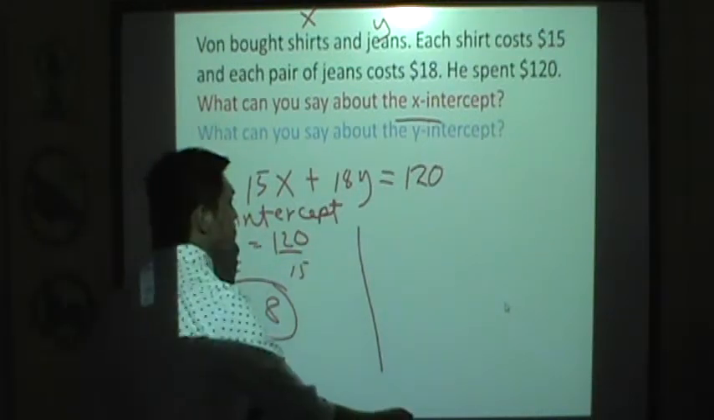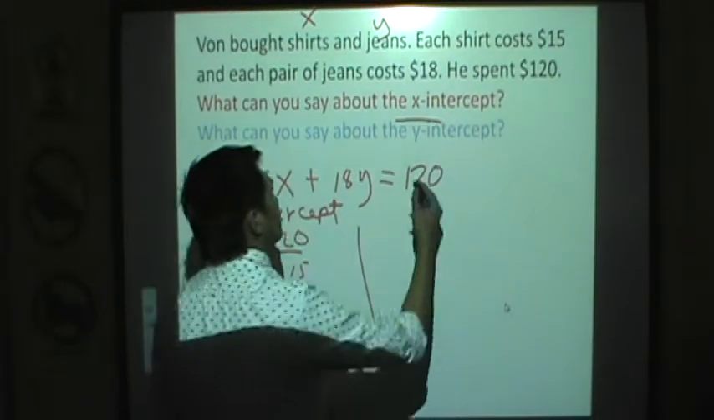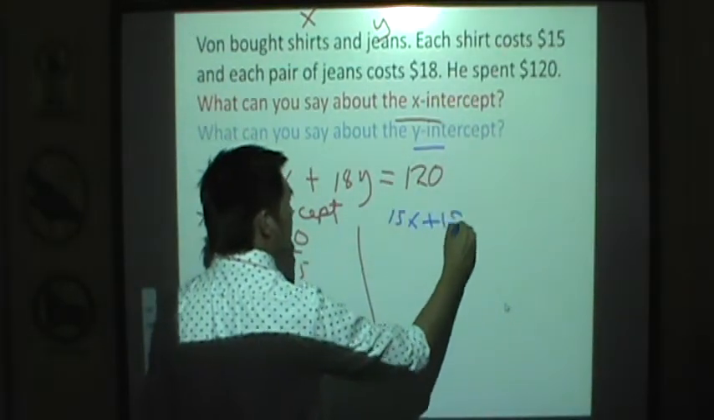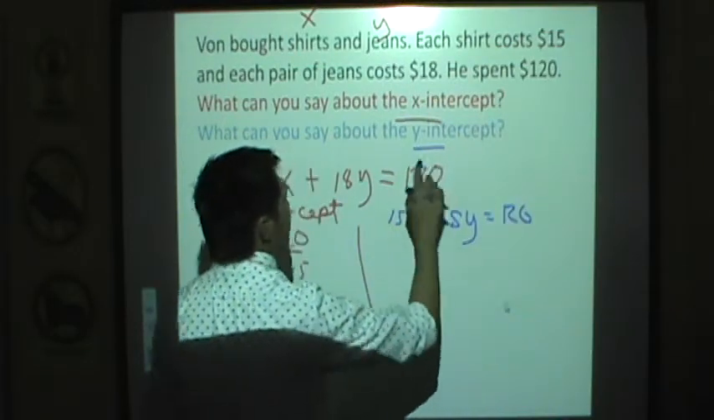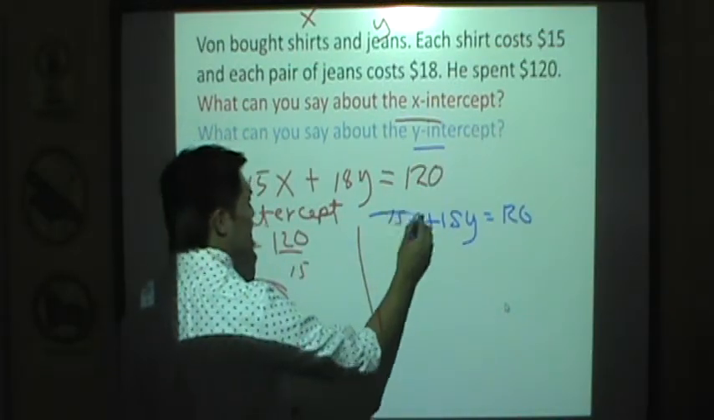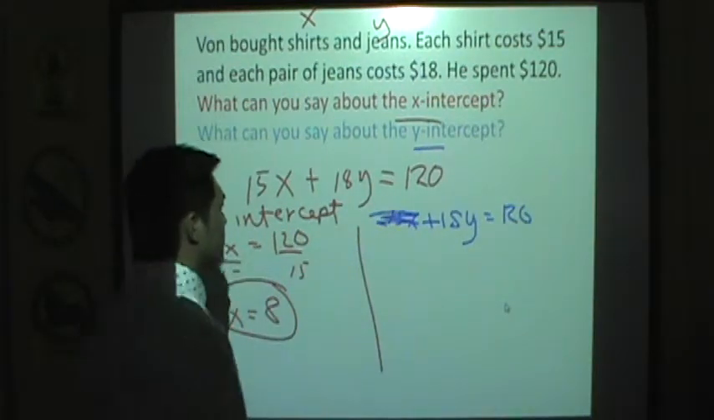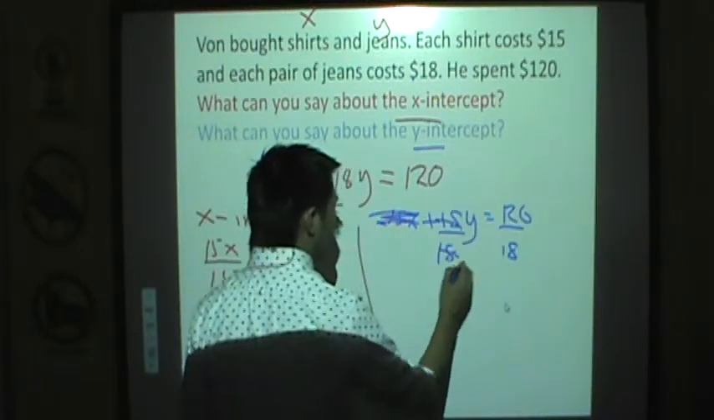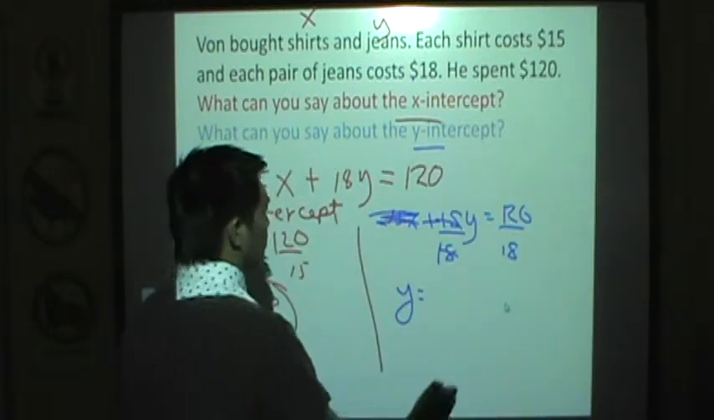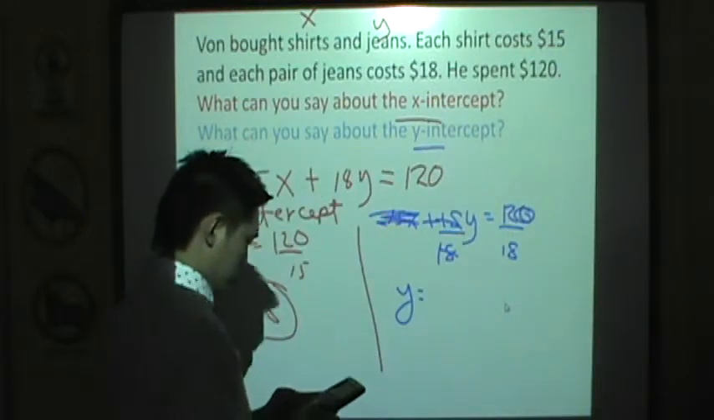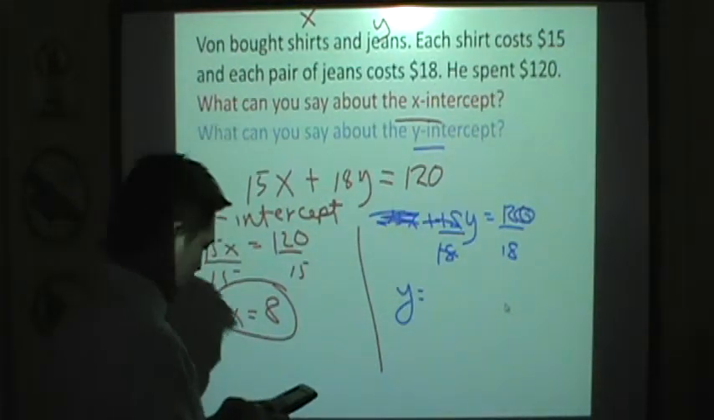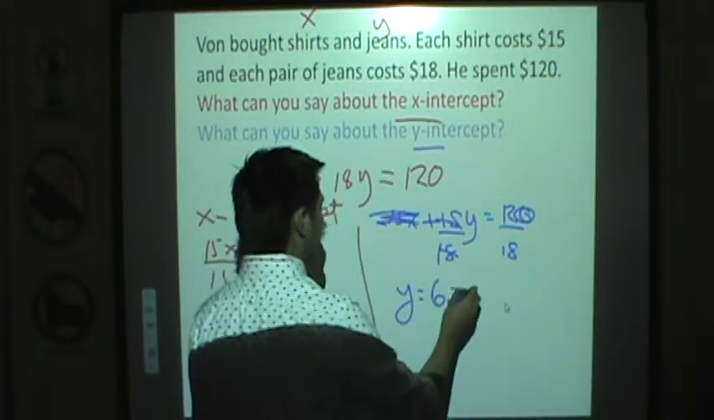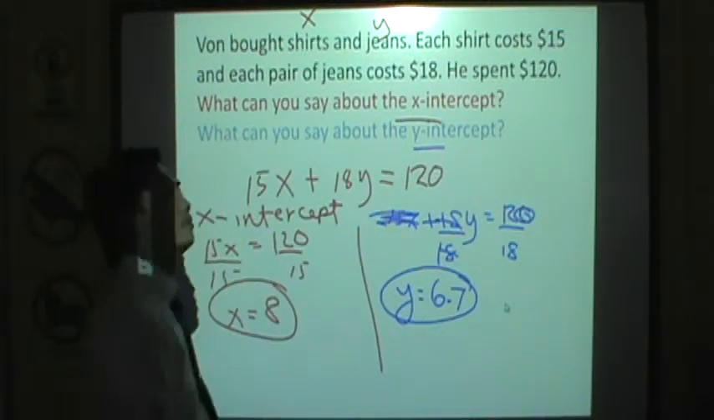Okay, what can I say about the y-intercept? Okay, same problem. If we have 15x plus 18y equals 120, and you want to solve the y-intercept, that means you don't really need that 15x. So why don't we just go ahead and divide both sides by 18. So y is equal to 120 divided by 18, which is 6.7. That's it. That's the answer. Okay?